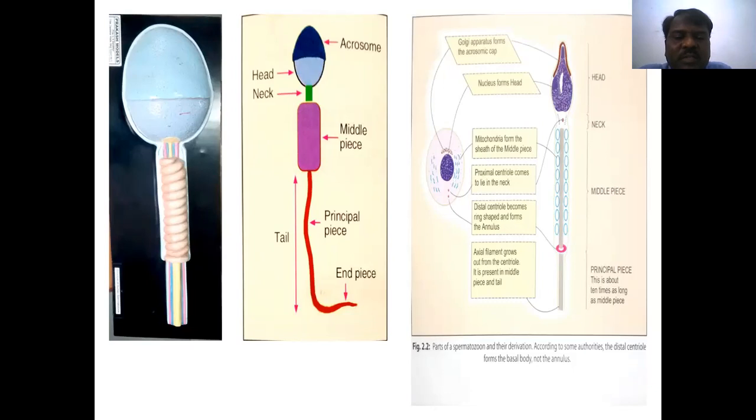They may expect viva questions like how the head is formed. It is formed from the nucleus of the spermatid. You should know how the spermatid develops. The nucleus forms the head of the sperm, the Golgi apparatus forms the acrosomal cap, the centriole forms the neck region, and the middle piece is formed by the mitochondria in a spiral shape. Axial filaments form the tail. This is the formation of the sperm. So remember these parts of the sperm at least.